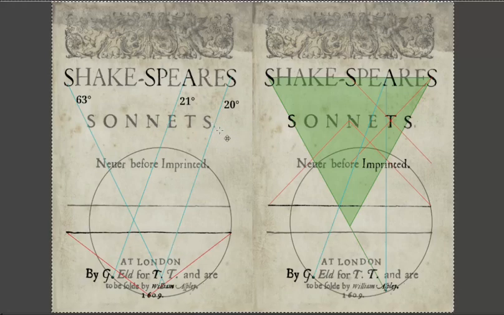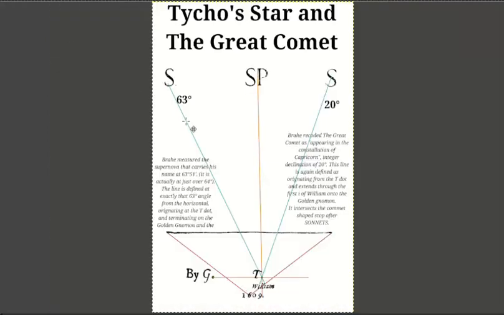So, finally, I managed to find a translation of Brahe's German write-up of this, and in it, on the very first sentence, it says that a comet appeared in the constellation of Capricorn. So we look at what the declination of Capricorn is, and of course it's 20 degrees.